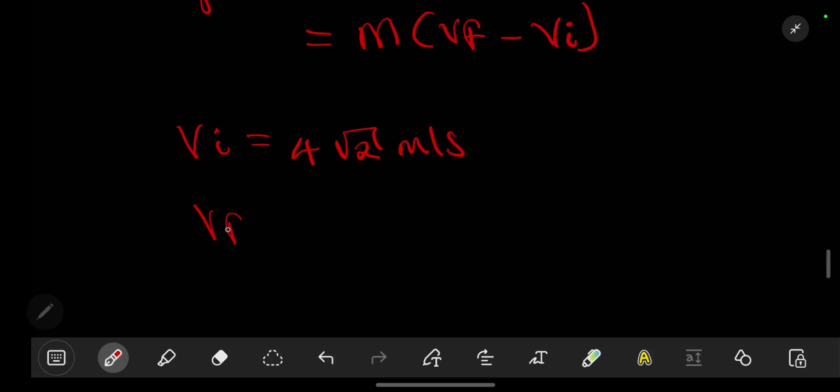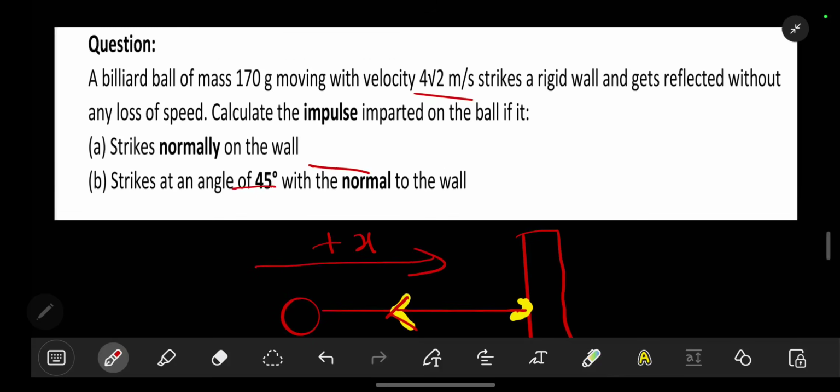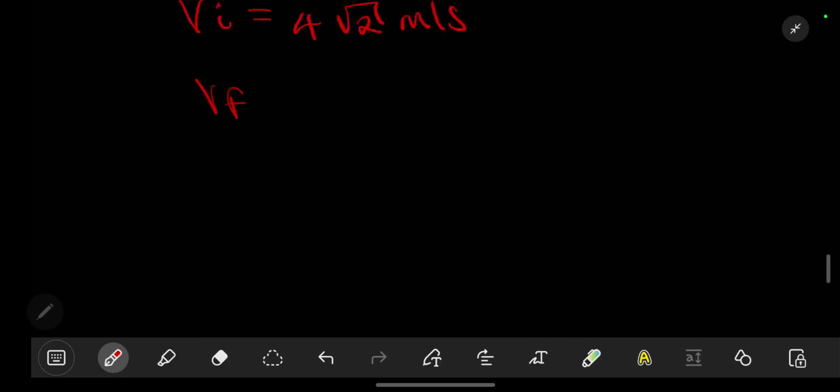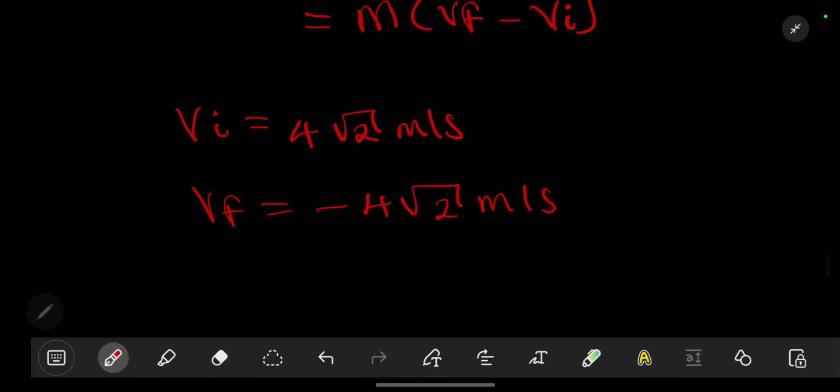Then the final, it will come back. So if it is at 90 degrees or whichever path it goes, it will come back like that. So we are going to attach a negative because it's going back the same way. So the final velocity will be negative 4 roots of 2 meters per second. So this is our final velocity.